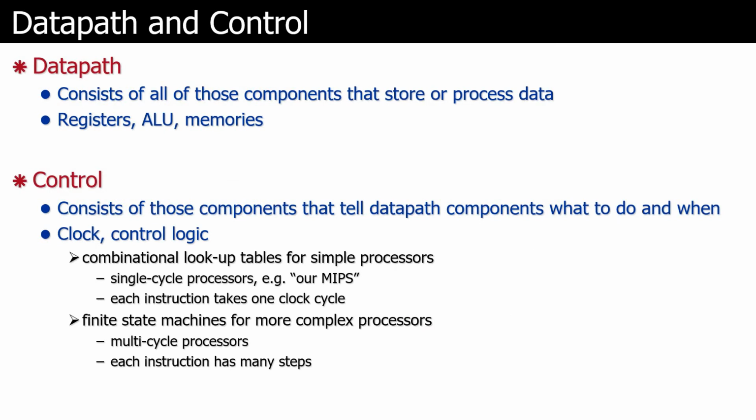So first of all, it's important to know that there are two components to this. There is the data path. That consists of all components that store or process data. So basically, it's going to be our registers, our ALU, and our memories. So anything that has to do with data. And there's our control. That's going to consist of the components that tell the data path components what to do and when. So that'll include the clock and the control logic. An example of this will be all of the selector bits that we had going into our ALU previously when we talked about that.